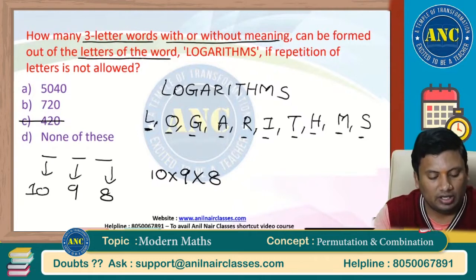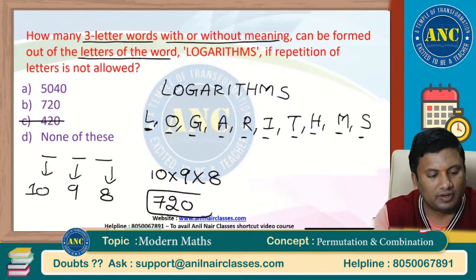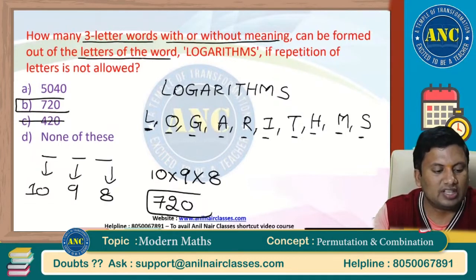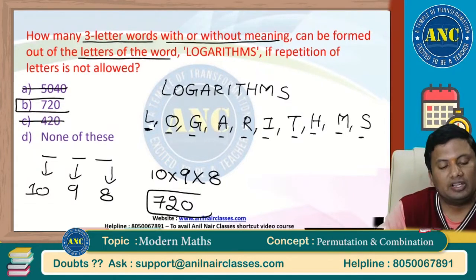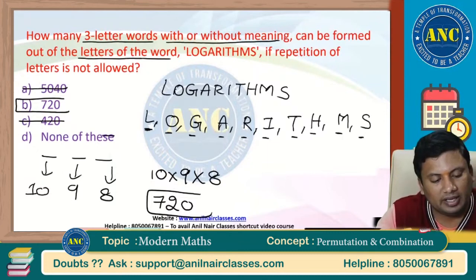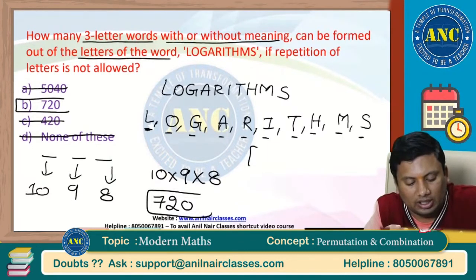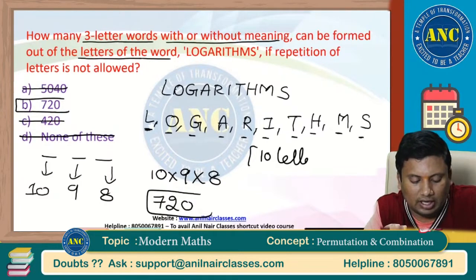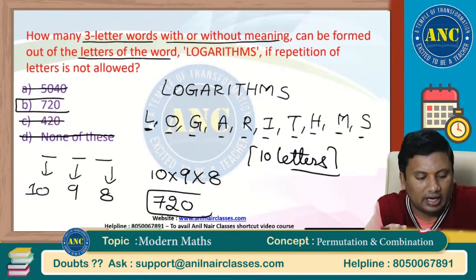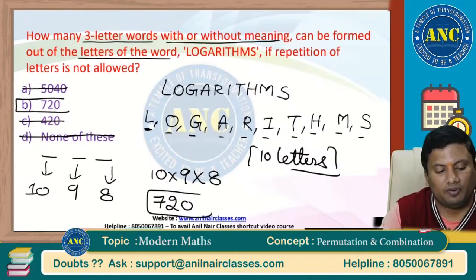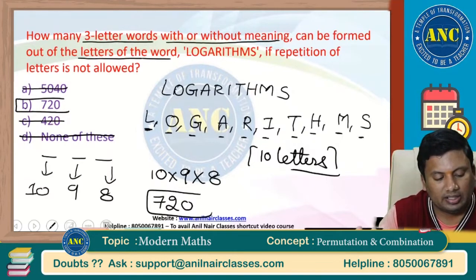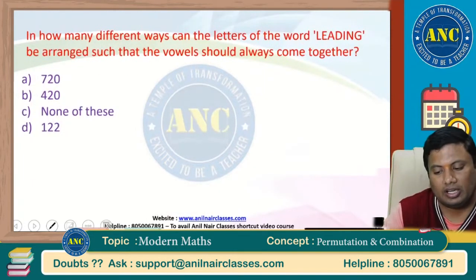10 into 9 into 8 is nothing but 720. 720 is a multiple of this number, so 5040 is also eliminated. One option we got, so none of these is also eliminated. Total 10 letters are there, arranged in a 3 letter word: 10 into 9 into 8. Easy question. This should not take so much time.